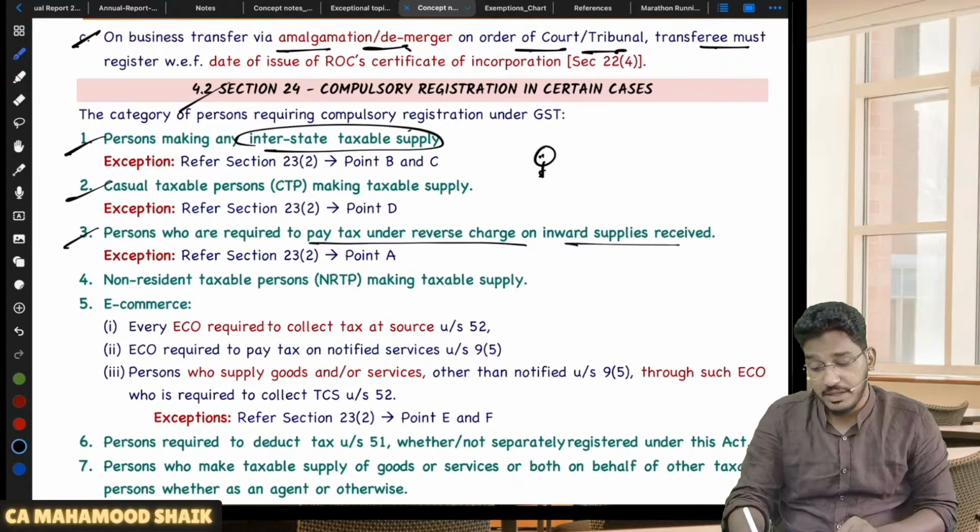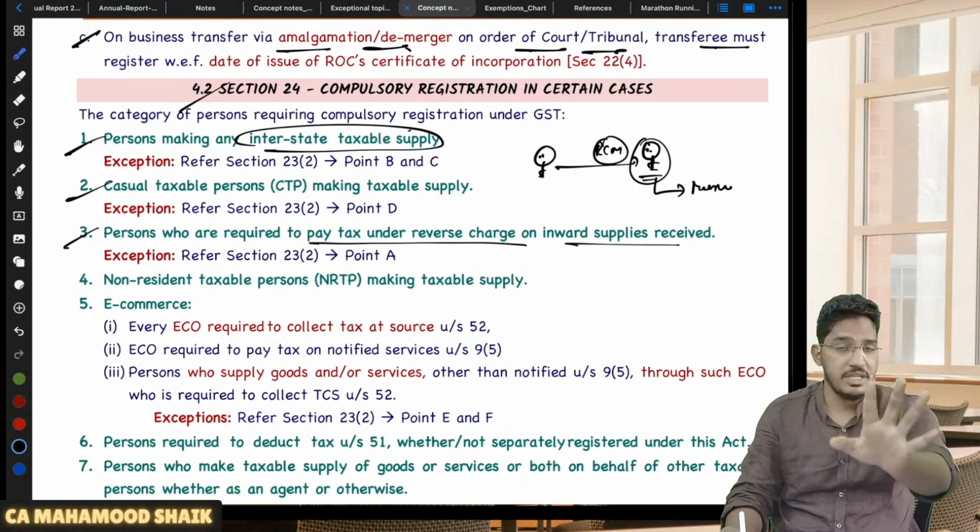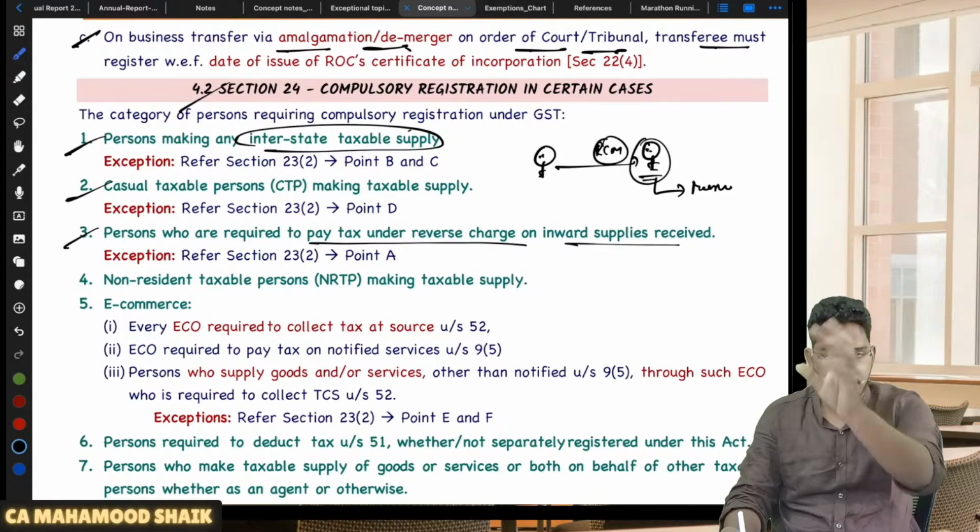Let us say, for example, there is a supplier. He is making a supply to a recipient. If this recipient is required to pay the GST under RCM, if this is getting covered under RCM, since you are a recipient liable to pay the GST under reverse charge mechanism, you are liable for compulsory registration. No turnover, nothing will be checked for you. You will be liable for compulsory registration.